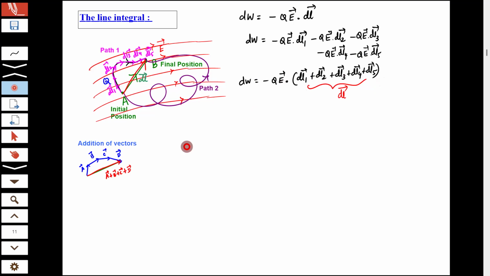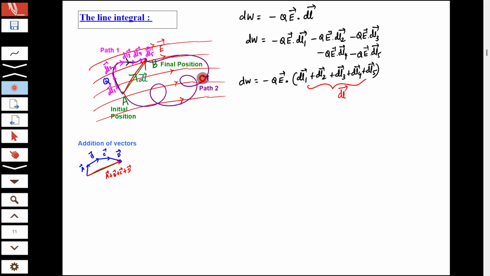Now, when we consider the vector addition concept, let us take the example of adding these 4 vectors A, B, C and D. The addition of A plus B plus C plus D will give the resultant vector from A to D. So this straight line joining A to D gives the net addition of these 4 vectors A plus B plus C plus D. This is by the concept of general addition of vectors.